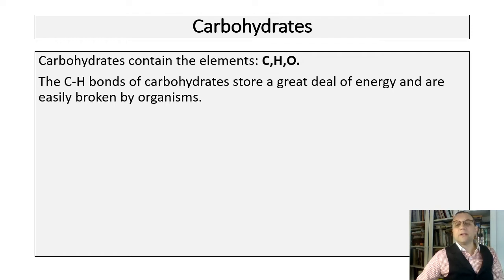Now we'll talk about the first group of macromolecules, called carbohydrates. Carbohydrates contain the following elements: carbon, hydrogen, and oxygen. The covalent bonds between carbon and hydrogen store a great deal of energy and are easily broken by organisms. That's why we need food. So now you know, we consume organic compounds so we can break the covalent bonds between carbon and hydrogen, getting energy for our metabolic reactions in each of our cells.